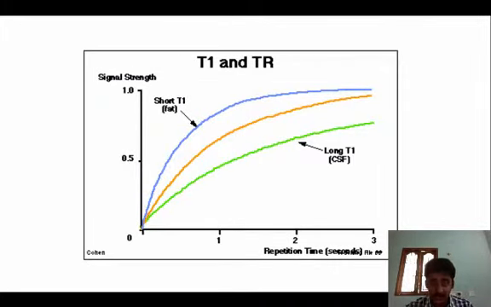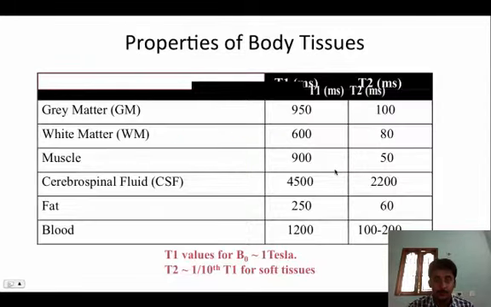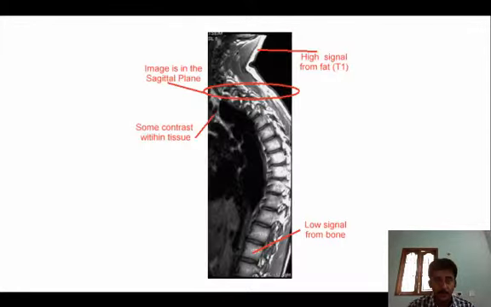So we can see a graph between repetition time and signal strength. We have short T1 and TR for fat, and it is long for water molecules. So these are the different repetition times for different tissues.